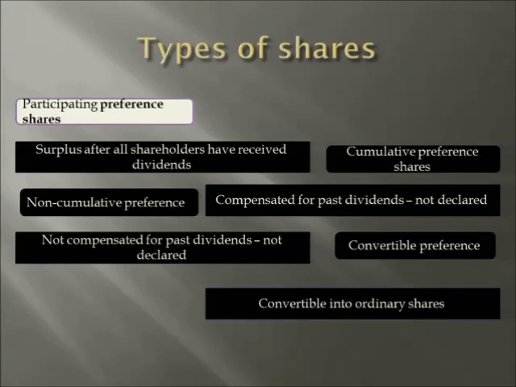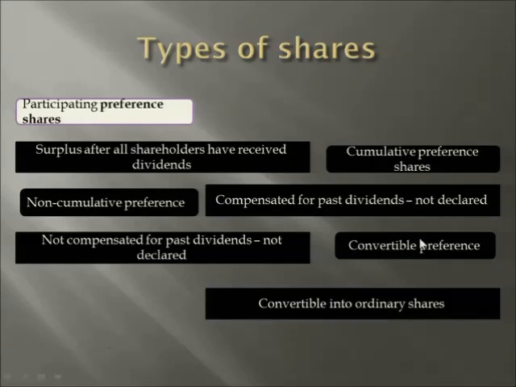So they will receive it double. In other words, it has now accumulated to the following year, so they will still receive that. Non-cumulative, they will not receive anything. There will be no compensation given to them. But in terms of the cumulative, they will still be compensated for whatever they were supposed to receive and couldn't receive during that financial year.